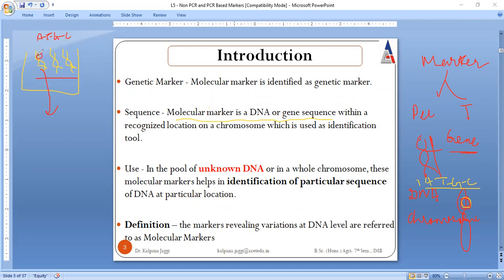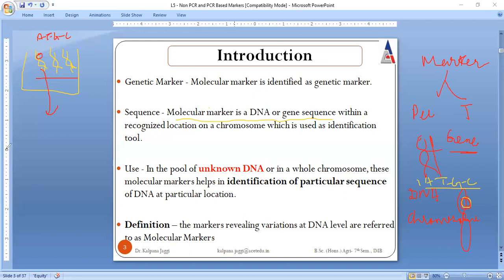Because this sequence is known, we will say so and so sequence used to be present in so and so DNA of so and so organism, right? So when we have a number of unknown DNA, in that case, molecular markers are the only ones that help in the identification of a particular sequence of DNA that is present at a particular location.